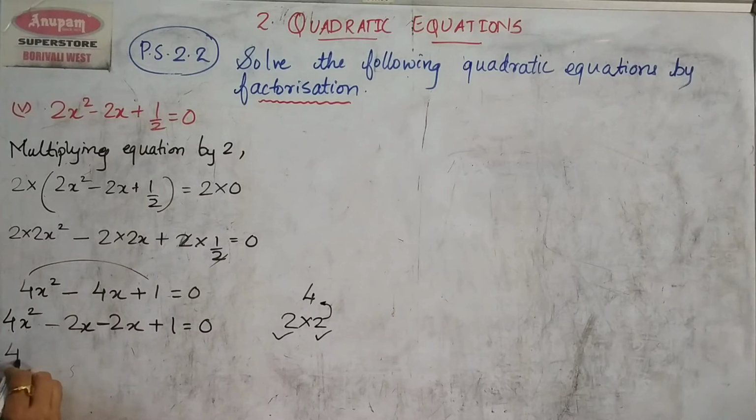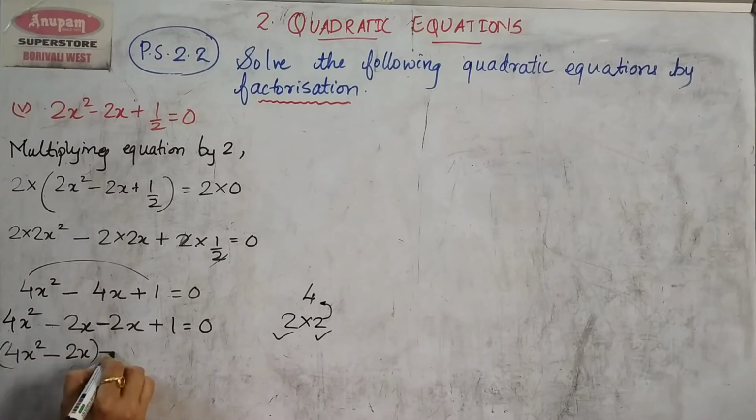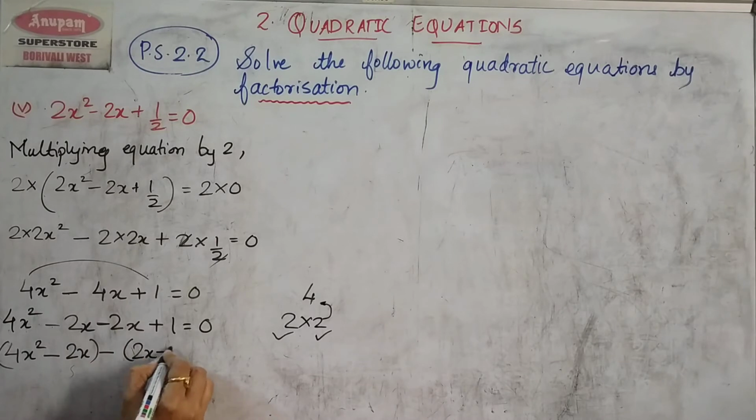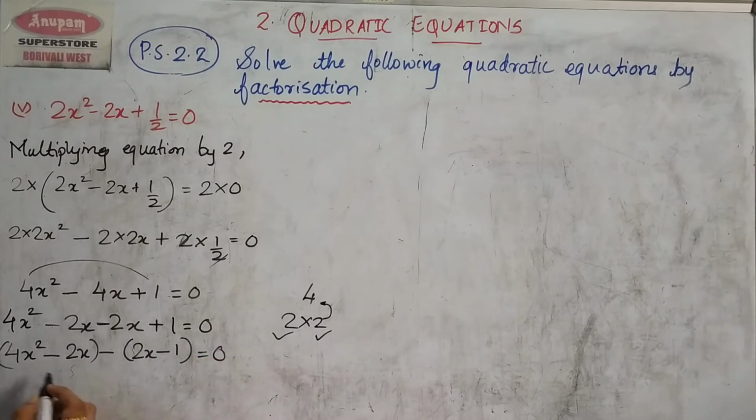So now I'll make two groups of 2. 4x square minus 2x, one group, and the other group will be minus. Since there is a minus sign here, the sign inside will change. And if you don't understand, put the same sign here.